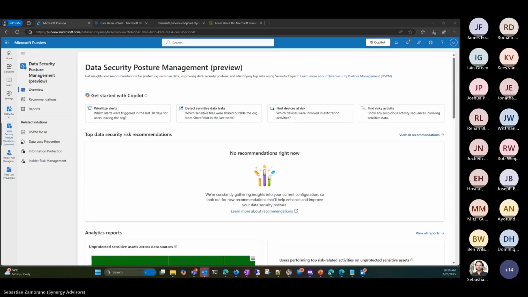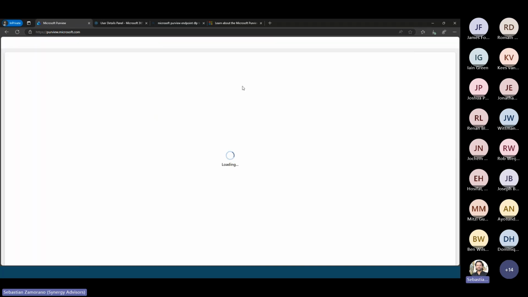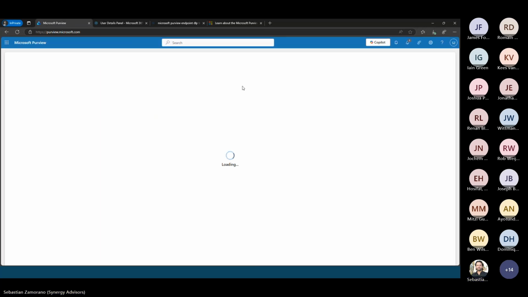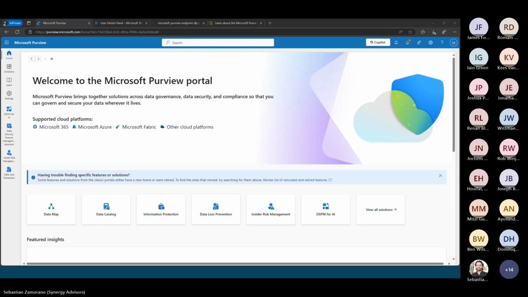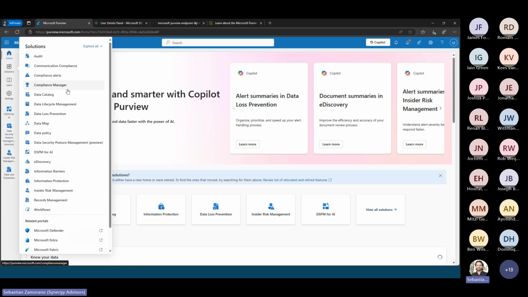Let me jump to another tenant. Okay, this one. In this one, I was doing some work previously. Let me refresh, and let's go forward. Please feel free to share any questions or comments. Okay, when I go to data security posture management, I can find it here in solutions.